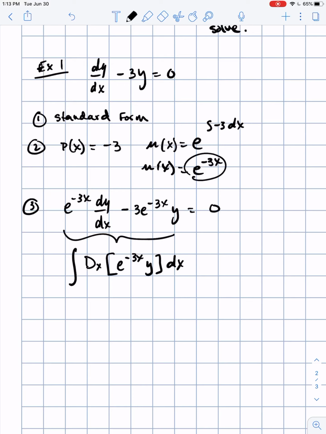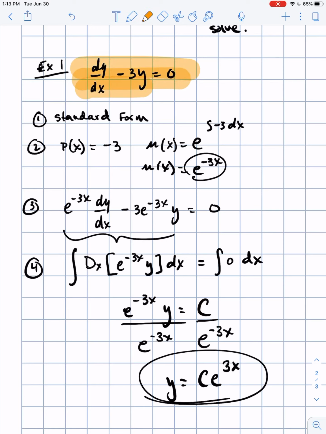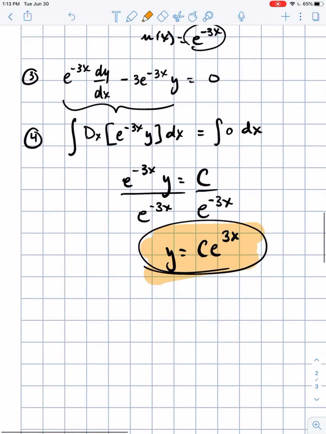We're going to take the integral of that. That's step 4. The integral of the right side will just wind up being this notation here. Now, if we're solving for y, you're dividing everything by e to the negative 3x, and I could just rewrite that as c e to the positive 3x, and there is my general solution for the differential equation that we started with. So you start here, your solution is going to be here. Okay, next part.